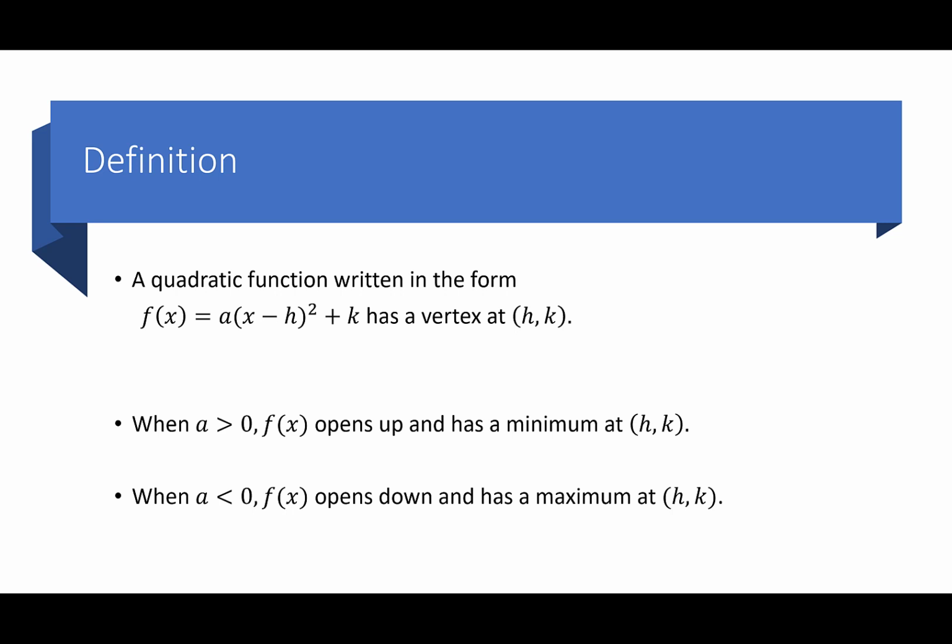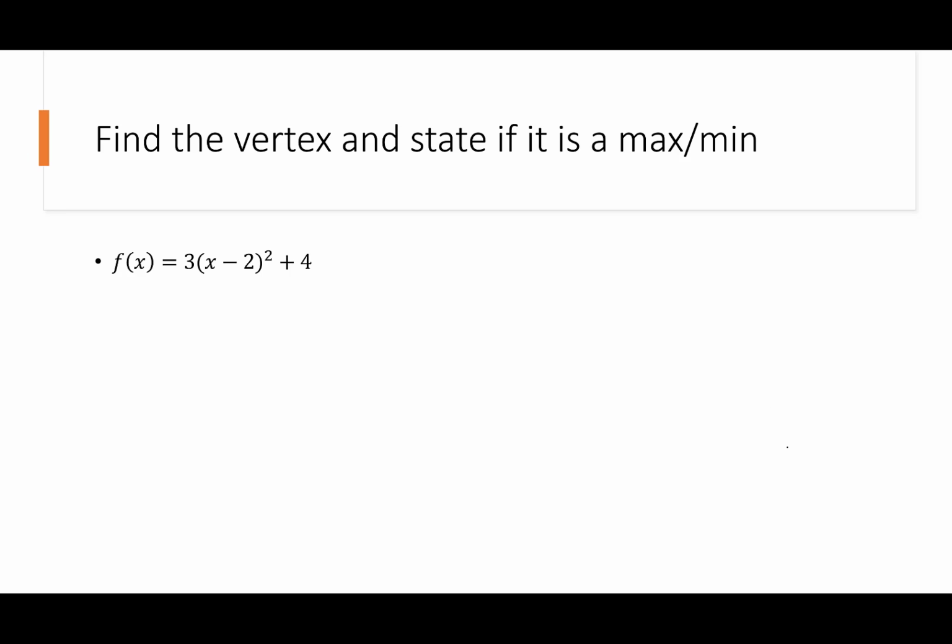When a is positive, we're going to know that f of x opens up. It will look something like this, and that will give us a minimum at this vertex of (h, k). When a is negative, then we know it's going to get reflected, opening down, and then it will have a maximum at (h, k). So just this little picture tells us a lot about our quadratic. So let's start just by finding the vertex and stating if it's a max or a min.